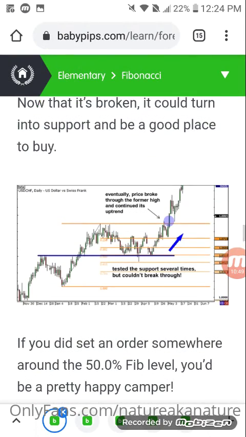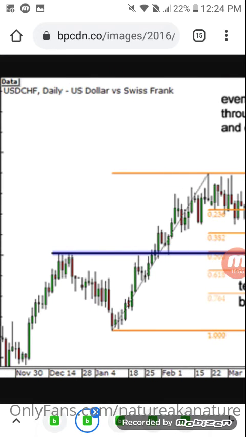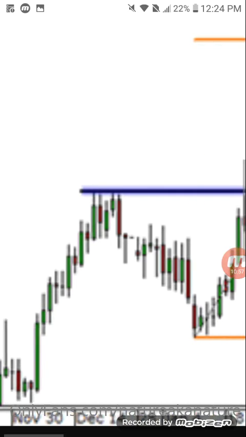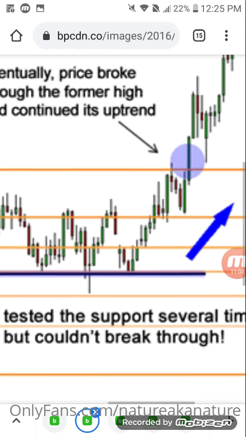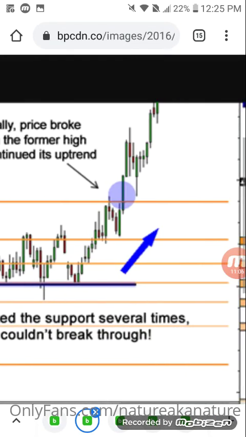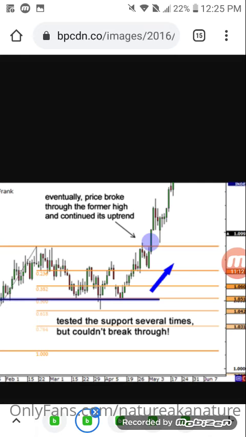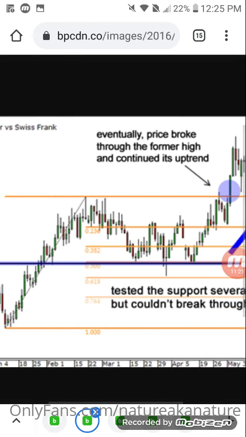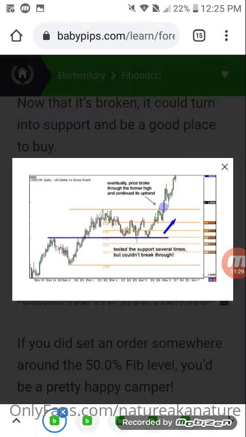It tests the support a few times, which was resistance. It was resistance right here. This was resistance at one point. Once price finally broke through it, this becomes support. It tested support about 3 times before breaking that level at 50, heading back up, breaking the 38.2 level and the 23.6 level before heading back up, breaking past even the swing high. Eventually it broke past the swing high to a new high, and a continuation of the uptrend has occurred.